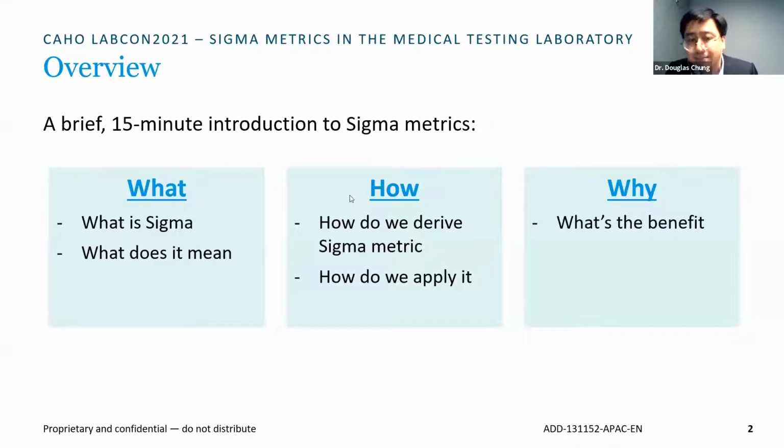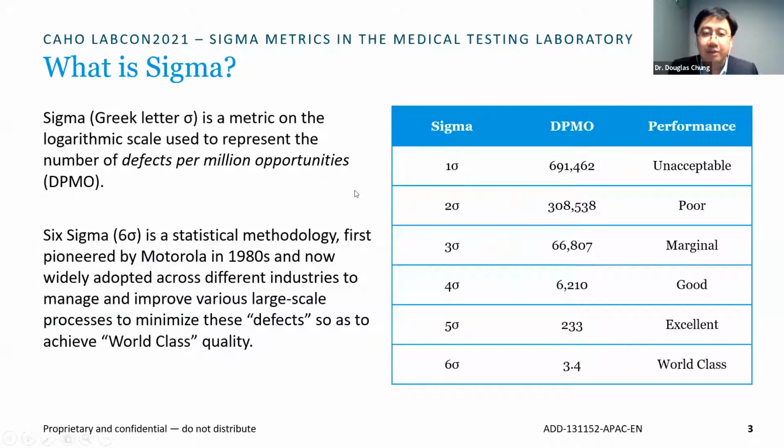Now, what is sigma? Sigma is represented by the Greek letter sigma, right? It's a metric on the logarithmic scale that's used to represent the number of defects per million opportunities, and that's DPMO. As you can see on the right-hand side of this table, as your sigma metric goes up from 1 sigma to 6 sigma, your DPMO, your defects, goes down logarithmically. So at 6 sigma, you are at 3.4 defects per million.